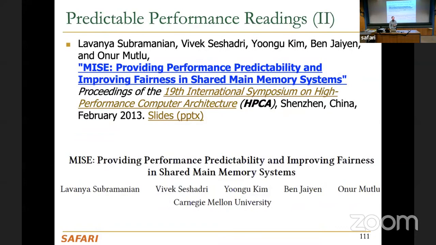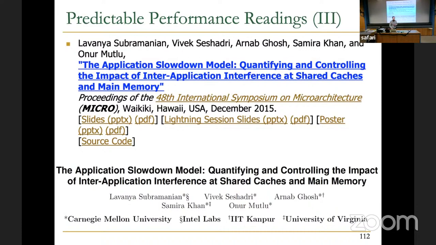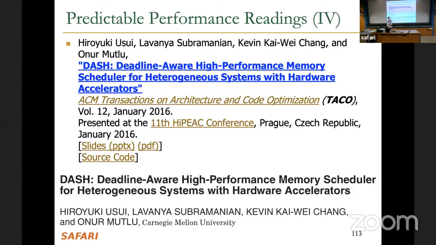So how do you figure out the slowdown of different applications so that you can enforce some predictability? And this paper that I mentioned earlier, but we didn't go into detail, is looking at how you satisfy predictable performance when hardware accelerators need predictable performance. But again, we don't have time.